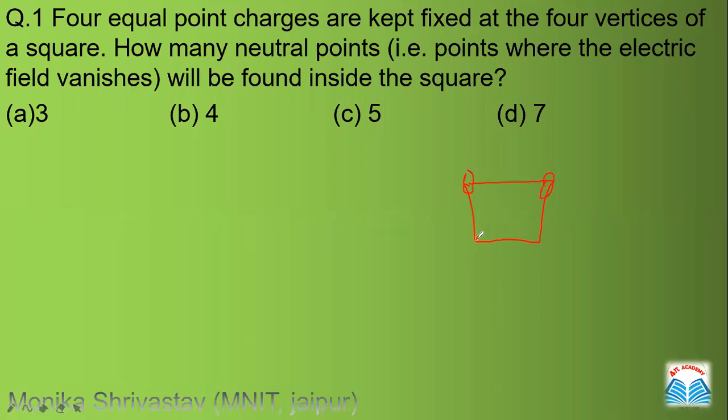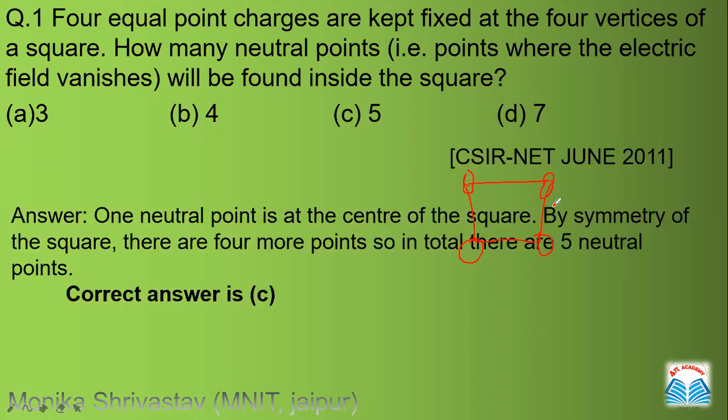All four charges are the same in magnitude, equal point charges, and we have to calculate those points on which the electric field is 0. This question is from NET June 2011. So what are those points where the electric field will be 0?